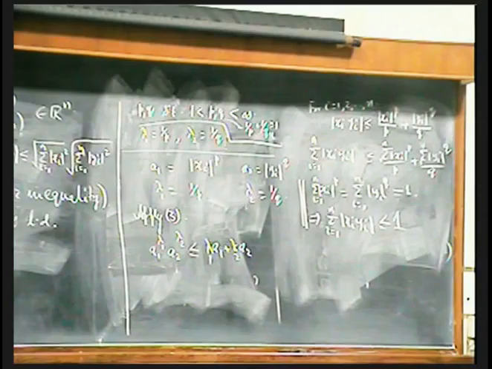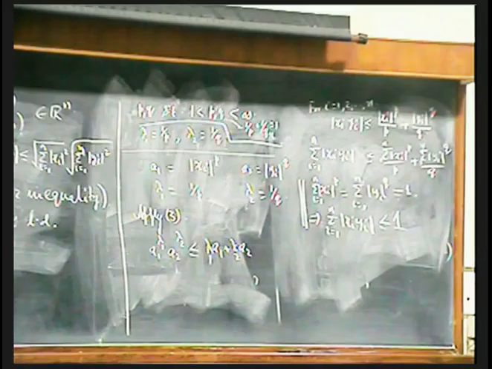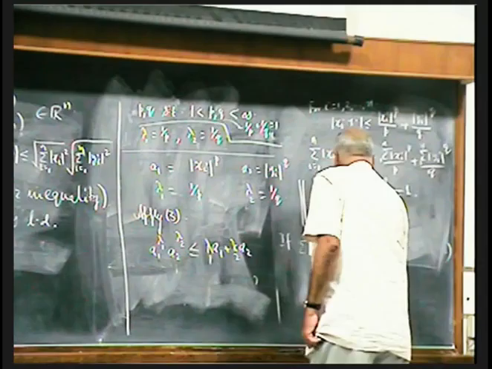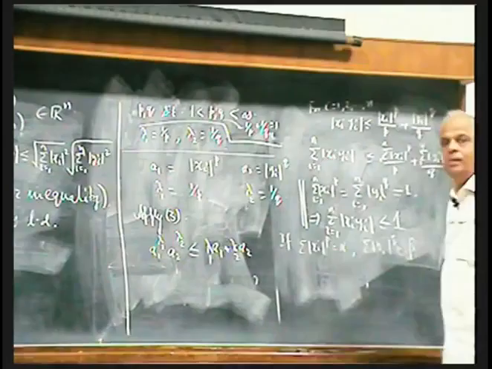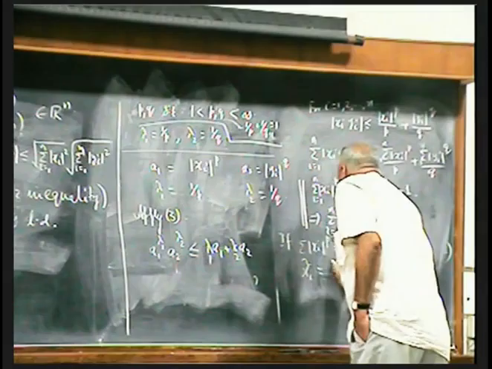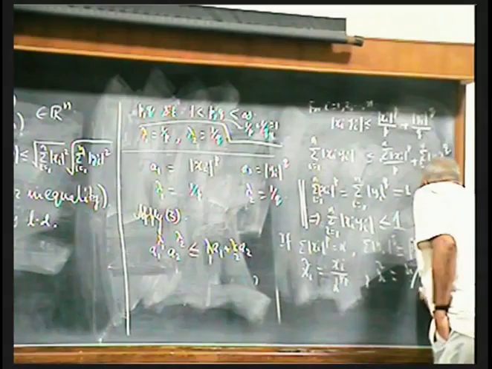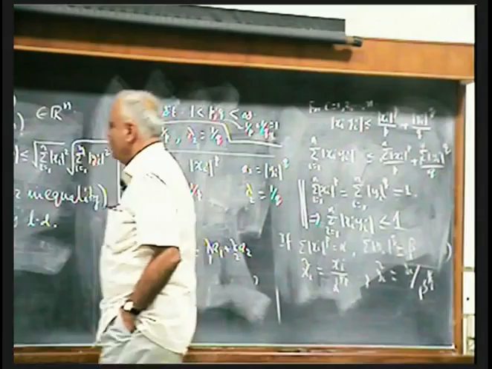What did we do before? If we did not have a unit vector, we divided by the length and used the fact. Okay, so if summation mod xi power p is equal to alpha, summation mod yi power q is equal to beta, then we define xi tilde to be xi by alpha to the power of 1 by p, yi tilde to be yi by beta to the power of 1 over q. Then if you substitute all this, you get this inequality. The same thing.